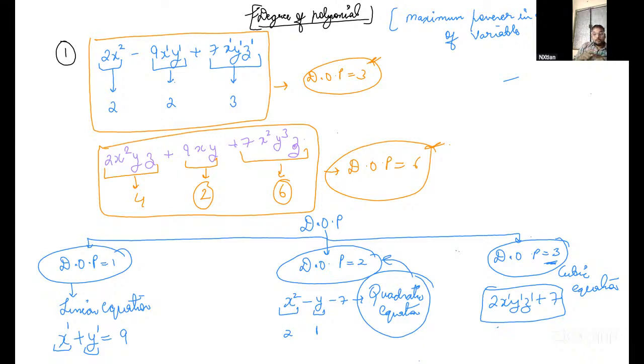Okay, listen. Quadratic is there and quartic is there. So if the power is four, it's called quartic. Quartic polynomial. Okay, so there's a confusion.